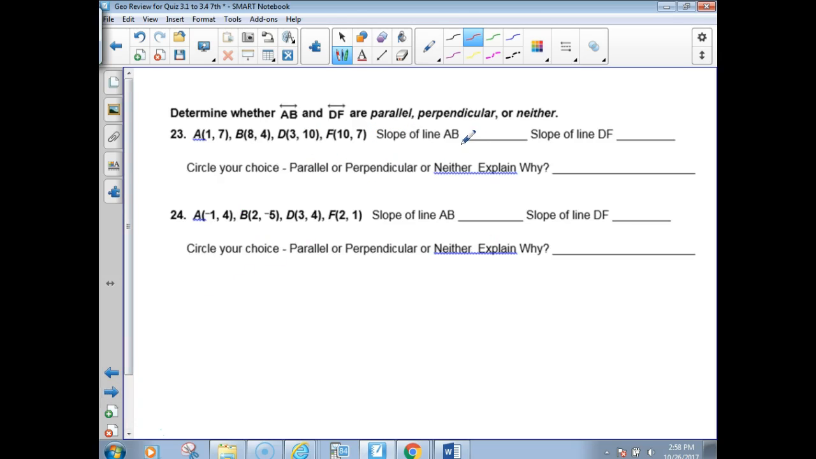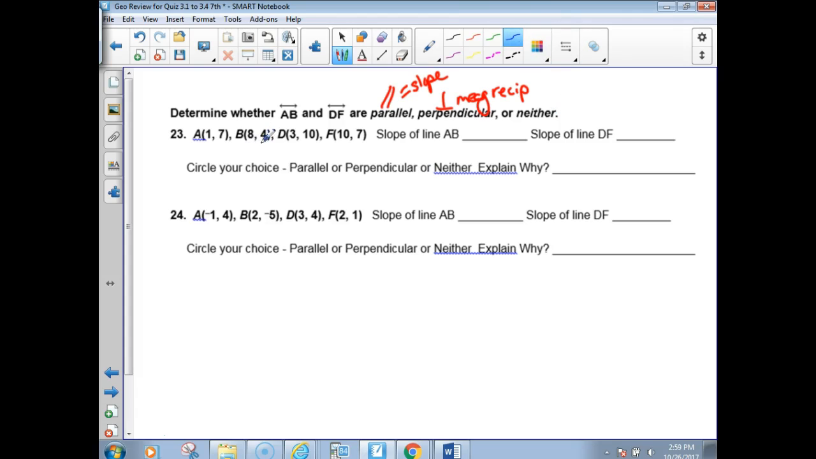These questions are asking if we have parallel, perpendicular, or neither. Parallel lines have equal slope or same slope. Perpendicular lines have slopes that are negative reciprocals. And neither, if it's neither of those, then it's neither.